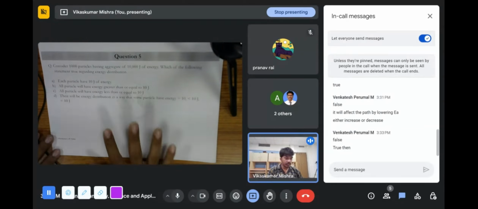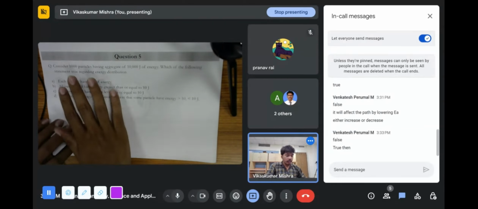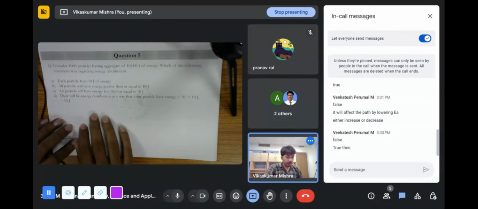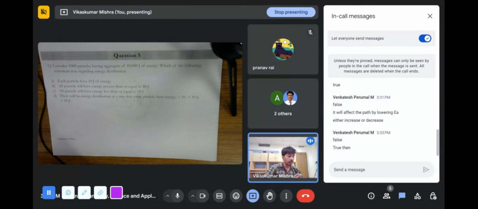I hope it's visible, but still let me read it. Let's focus on the question first, then we'll go with the options. Consider 1,000 particles having an aggregate of 10,000 joules of energy. Which of the following statements is true regarding the energy distribution? Okay. So among these, which one is true regarding the energy distribution?